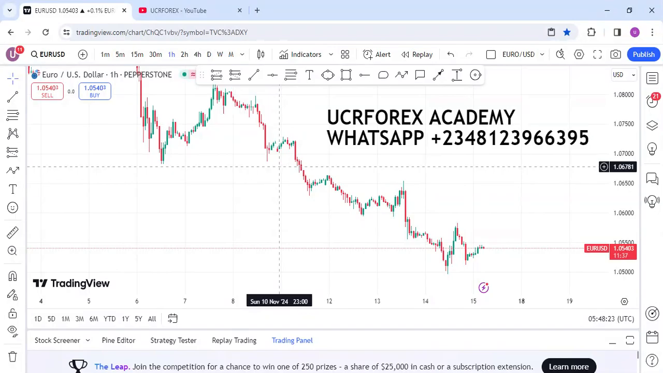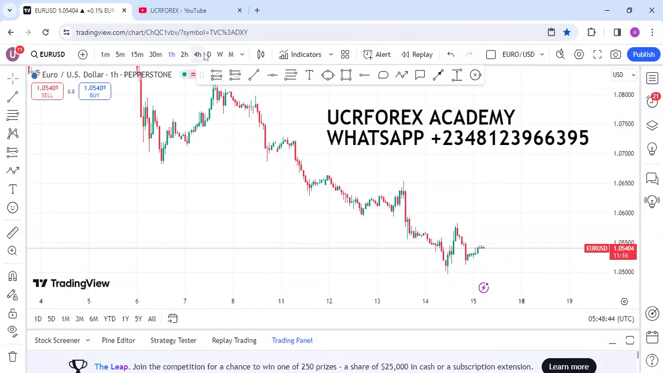We'll be covering a lot of pairs like Euro USD, Australian dollar USD. We'll also be checking out gold as well. We'll be checking out USD JPY, gold, Euro USD, GBP USD as well. So let's quickly see where the Euro USD trend is heading on the daily time frame as the number one step.